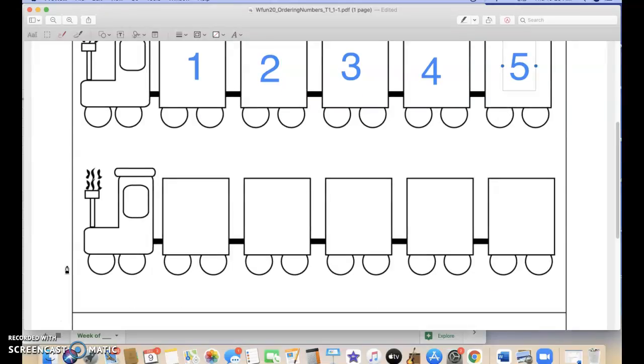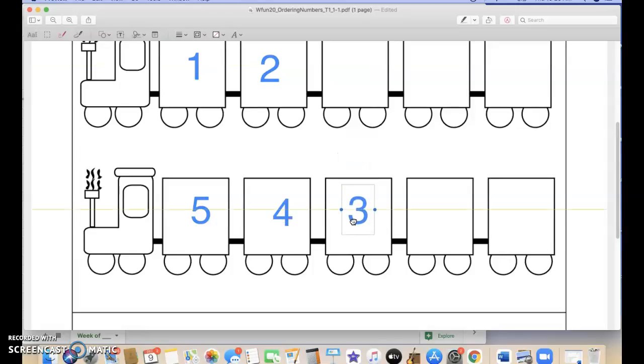Alright, so now that you have your answer, let's go ahead and check it together. So over here, our largest number is 5. Then it goes 4, because 4 is 1 smaller than 5. And 3, 2, and then 1 is our smallest number. So this train car is ordered from biggest or greatest to smallest or the least.